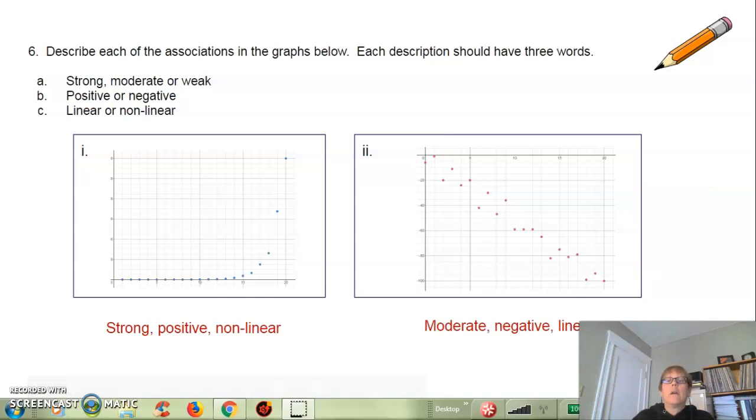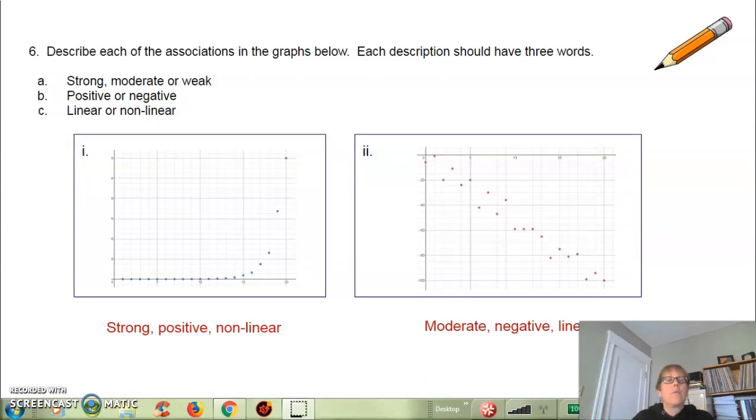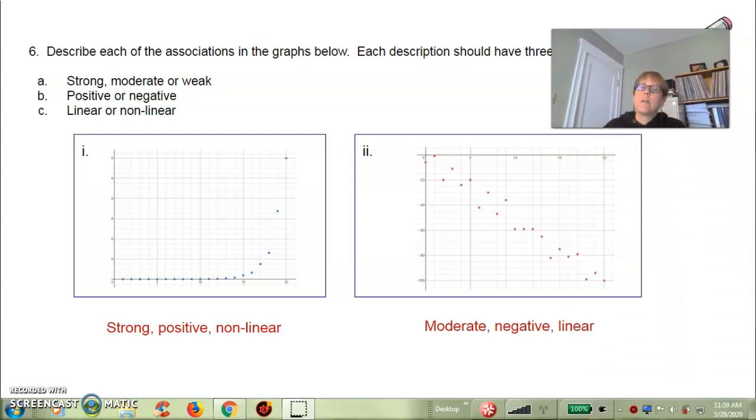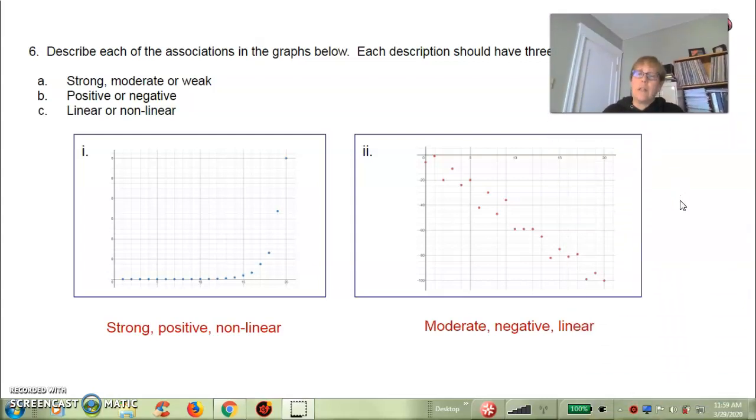All right. Here we go. Here's what I had. I described the first one as a strong, positive, nonlinear. And then I described that second one as a moderate, negative, linear. If you had something different than that, just clarify to me why you disagree with it, because it's somewhat subjective.